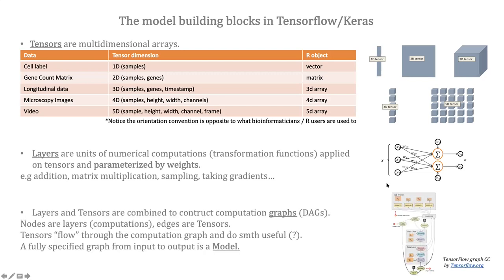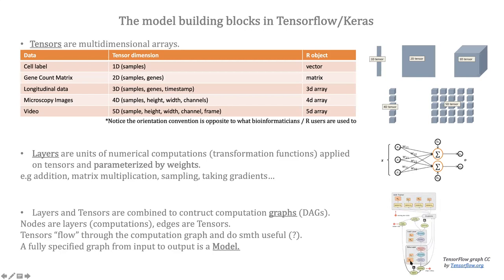Finally, you can combine layers and tensors in order to construct computational graphs. Typically, these are directed acyclic graphs, but not necessarily. But usually, that is the case. In this graph, the nodes are the layers, so the computations, and the edges are the tensors. So the tensors, your multidimensional arrays, are flowing through the computational graph. Transformations are happening to them. And hopefully they're doing something useful.